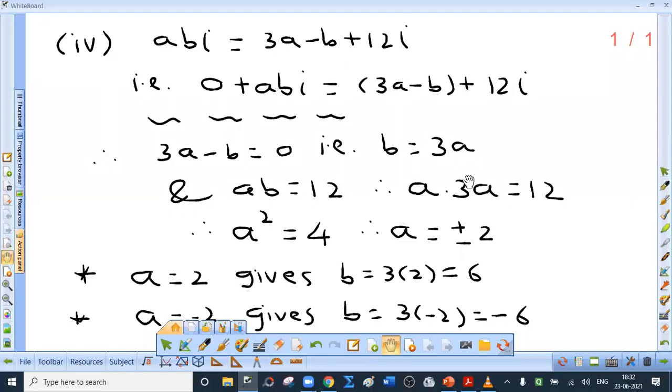Fourth one, ab i equal to 3a minus b plus 12i. Don't say there is no real part on LHS. Basically, it is purely imaginary with zero real part. So write 0 plus abi equal to 3a minus b plus 12i. Equate real part and imaginary part separately. You should not write in this manner, but this stands for on equating real and imaginary part separately.